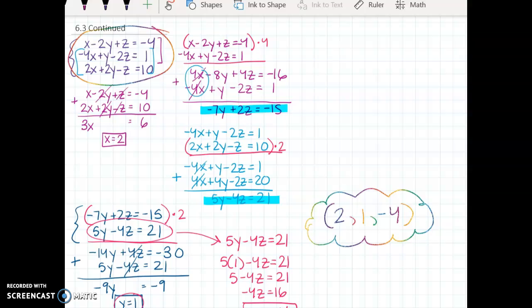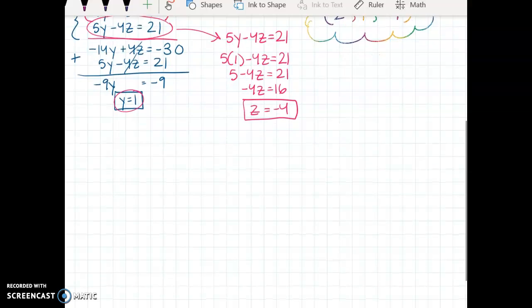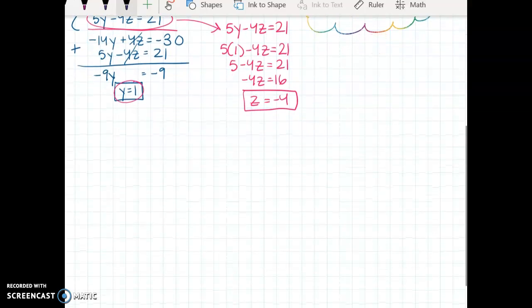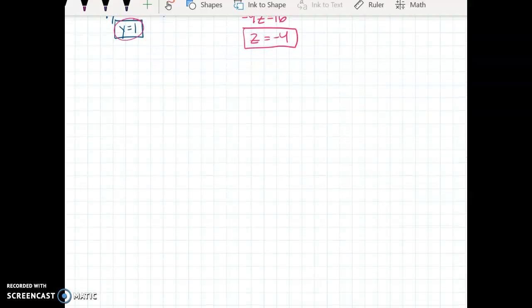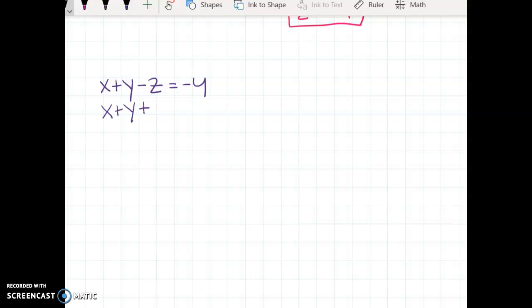Okay, I'm going to show you a couple more. And if it helps, they're actually easier ones, which may or may not be good. Let's do x plus y minus z equals negative 4. X plus y plus z equals 2. And y equals negative 2.